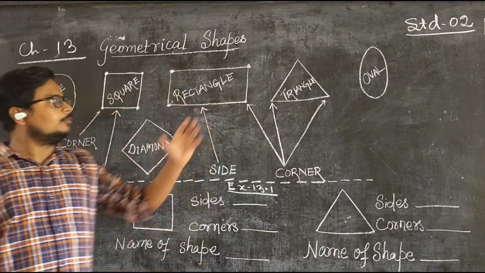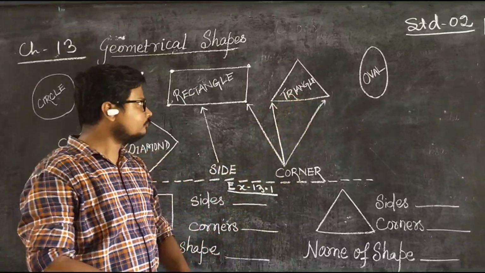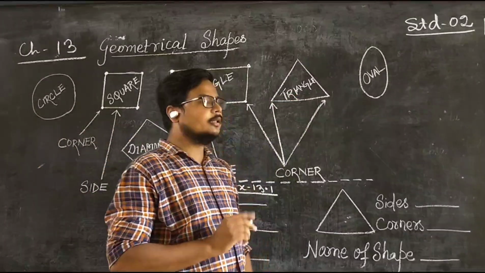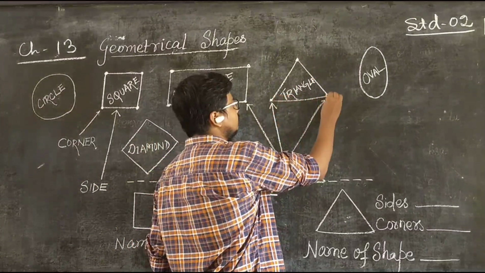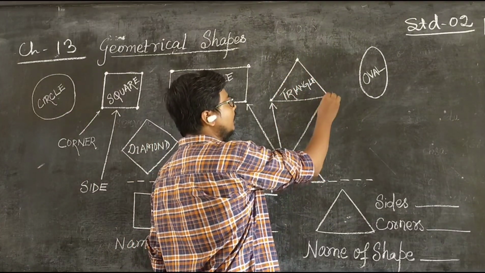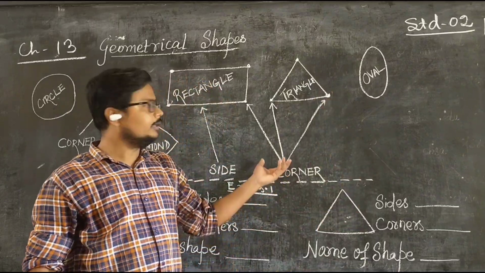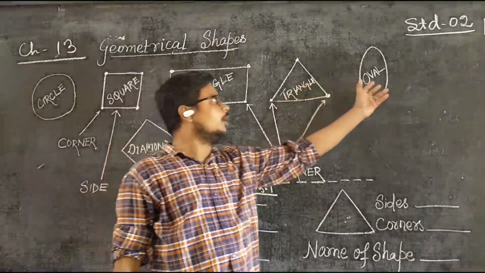Now come to the triangle. In a triangle, as you can see, there are 3 sides as well as 3 corners. 1, 2 and 3 corners. It is clearly written here. And this is called an oval.